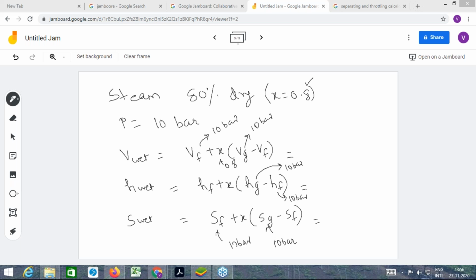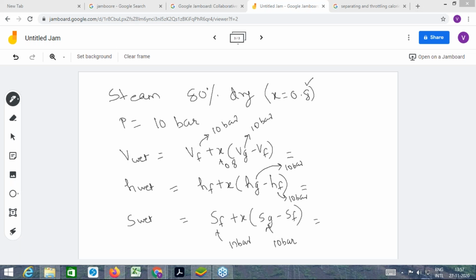Similarly, in your enthalpy expression, if you put saturated liquid X equal to 0, you will get the enthalpy value as HF, right? If you put X equal to 0 in specific volume, what will you get? V equal to VF, right? If you put X equal to 1 in all these three expressions, the SF term would cancel in the entropy expression and you will get SG, right?